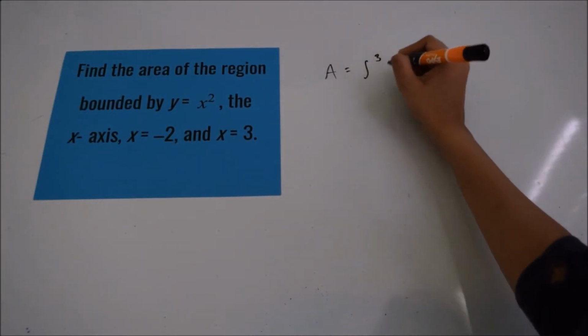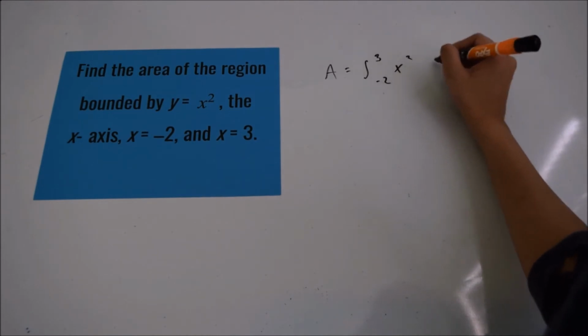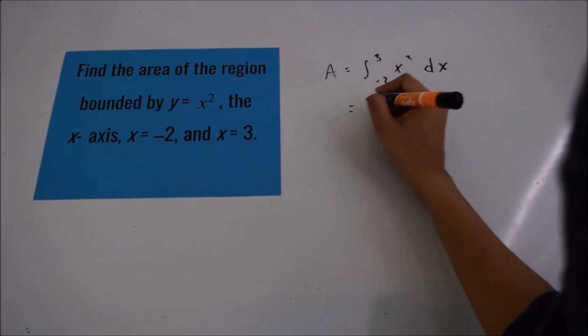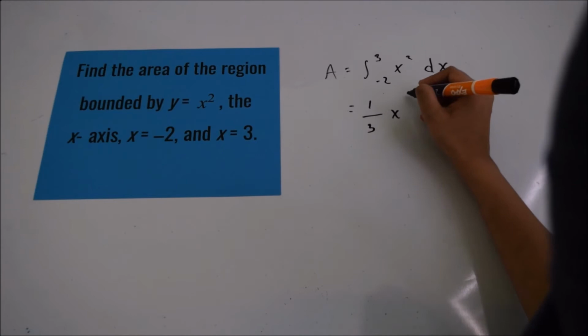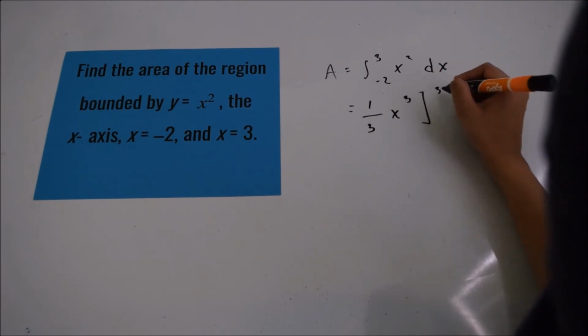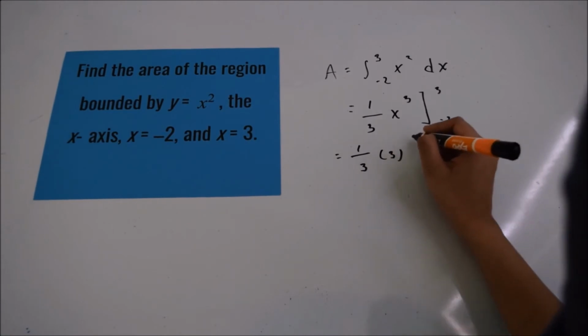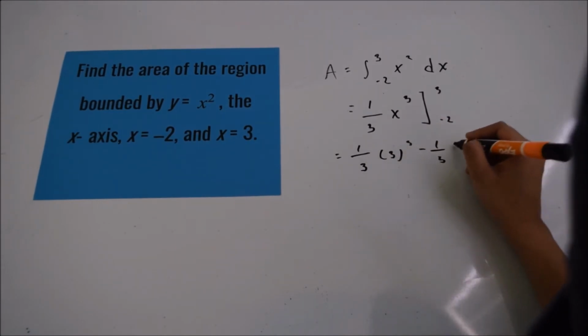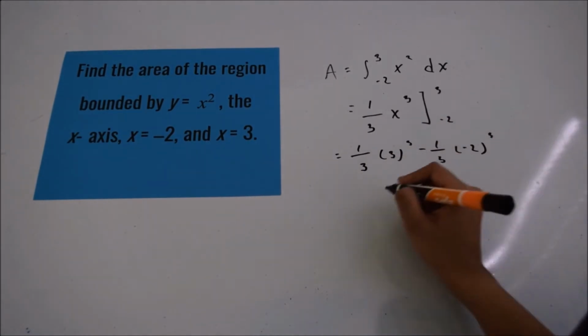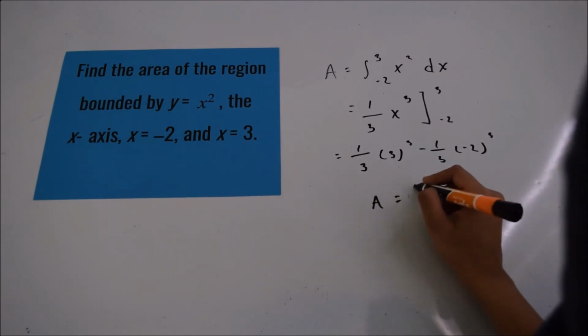In order to solve this question, we need to apply the area formula. Integrate x squared from -2 to 3. The antiderivative will be 1 over 3 x cubed. Next, evaluate from -2 to 3. After substituting -2 and 3 in the corresponding values, the final answer will be equal to 35 over 3.